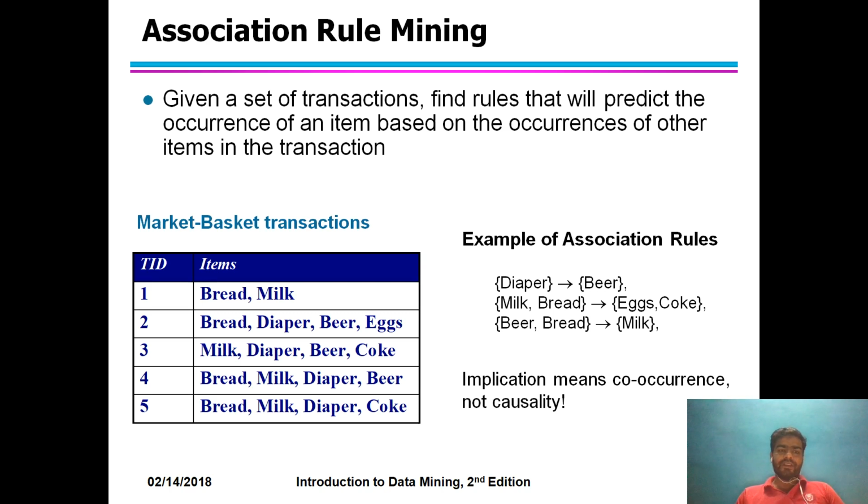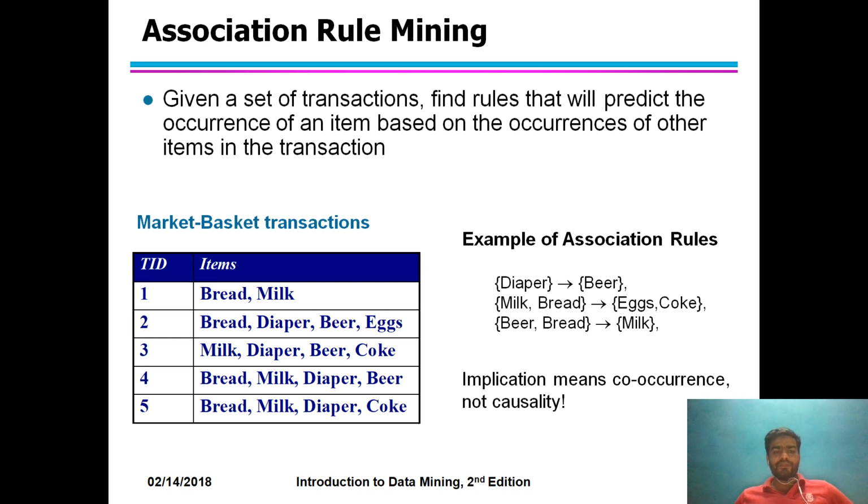So, here on the left hand side we have a market basket transaction with the transaction ID 1, 2, 3, 4 and 5. Customer 1 has bought bread and milk, customer 2 has bought bread, diaper, beer and eggs, customer 3 has bought milk, diaper, beer, coke, customer 4 has bought bread, milk, diaper, beer, and customer 5 has bought bread, milk, diaper and coke. So, from this we are going to generate association rules.